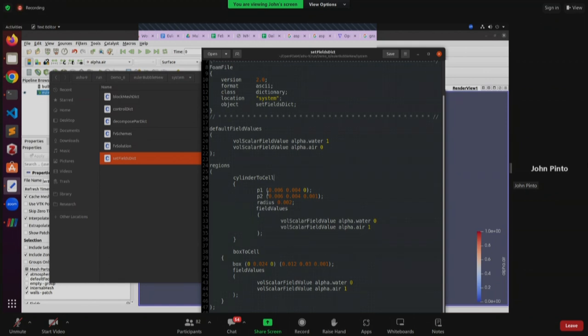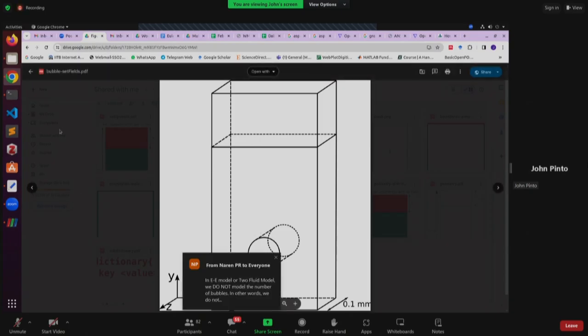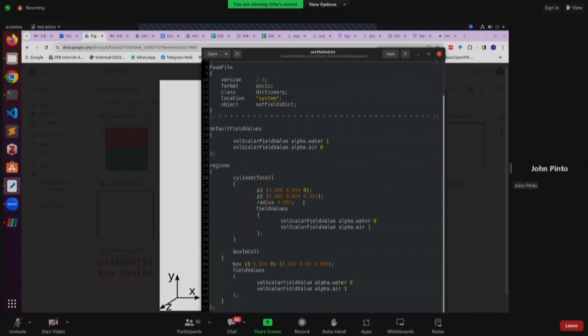So how do we do that? To do that, we specify 2 points, p1 and p2. Those points are nothing but the center points of the two circles. You see one circle on the front face over here and one circle on the back face. As Viraj was talking about yesterday, to define a cylinder you need 2 points, the starting point of the cylinder and the ending point of the cylinder, and the radius of this cross section. That we are specifying over here. So the starting point, the ending point, and the radius, and all the cells that lie within this region, in those cells we will assign alpha.water as 0 and alpha.air as 1. That means those whole regions will now be air.